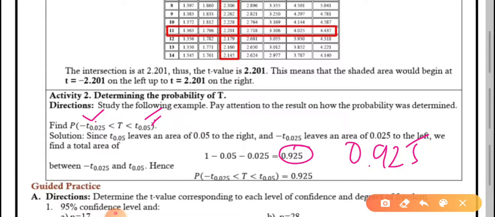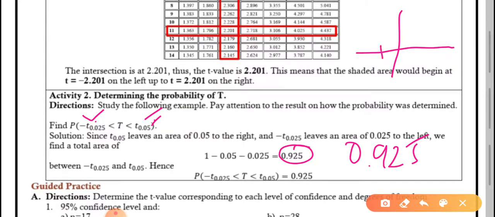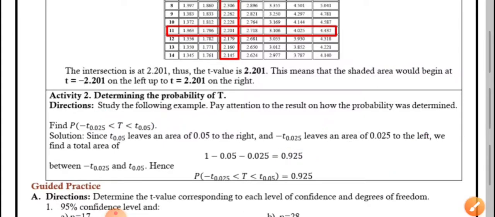Meaning, if we have here your representation, you're gonna start at negative t sub 0.025 up to t sub 0.05. I'm not gonna show you how on our representation, but I'm just gonna make you realize that you have to subtract 0.05 and 0.025 to get its probability, which is 0.925.